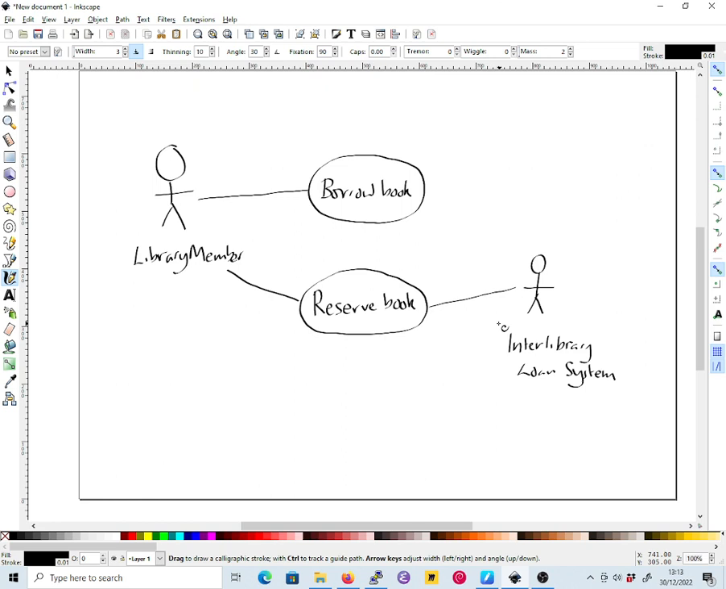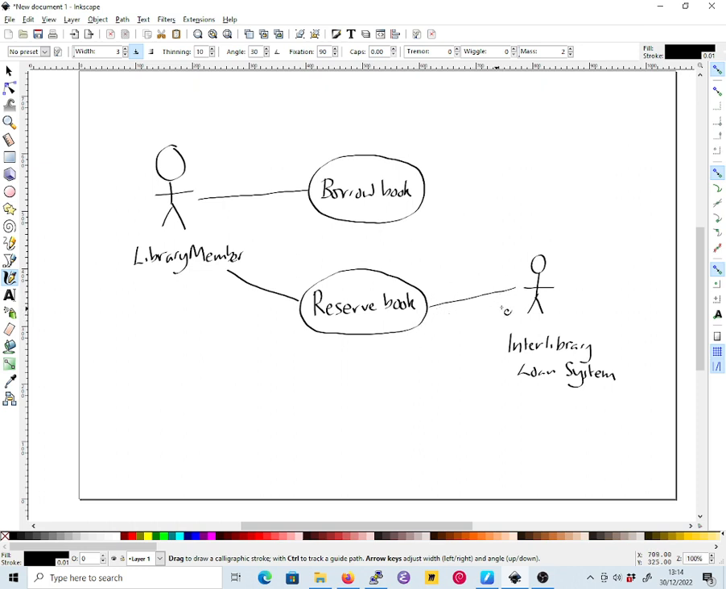Here it becomes really important to realize that we're talking about all potential scenarios of the reserve book use case and all possible instances of the interlibrary loan system. In this case, there might only be one instance of the interlibrary loan system, and that's fine. But because we're talking about all potential instances, it's just fine if some particular instance of reserve book doesn't involve the interlibrary loan system at all. Maybe in this particular case the library member wishes to reserve a book which is already on our shelf in the library, or will be when somebody returns it, and that's just fine.